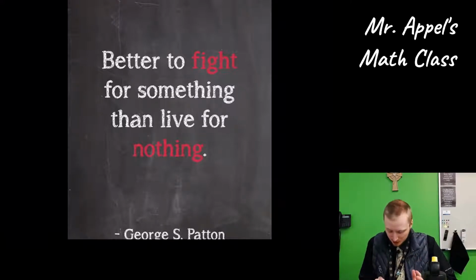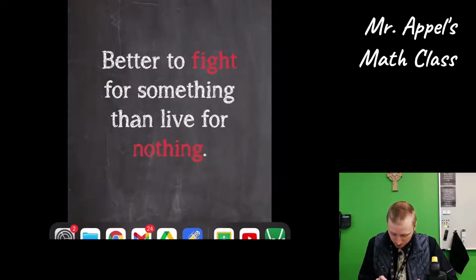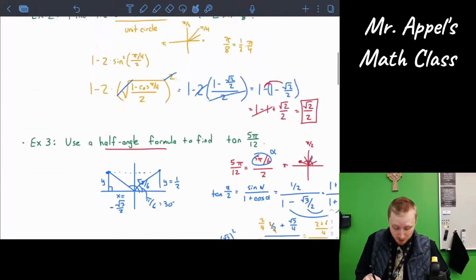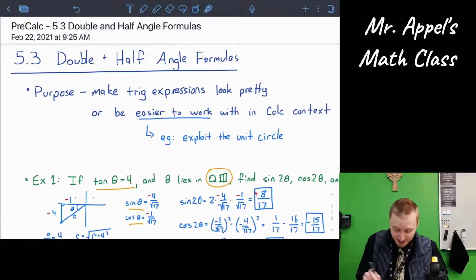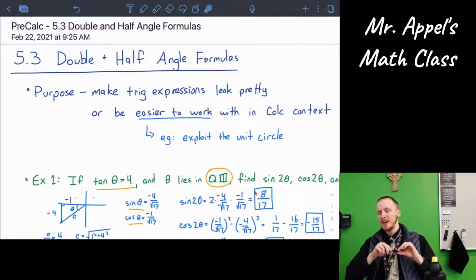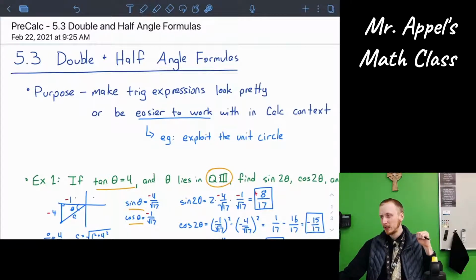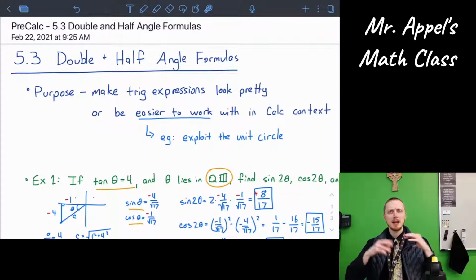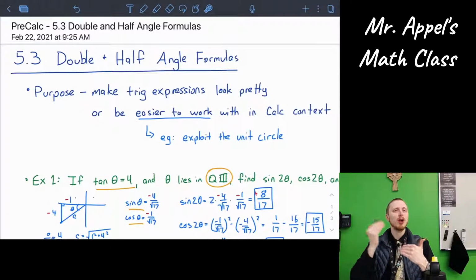So for today, I have one more example that I'd like to do, just to get into the groove of things. We're still dealing with the double and half angle formulas, and are they all that different from the sum and difference formulas? Not really. The concepts are all still the same. And then next week we will continue with 5.4 with the product to sum formulas, and that'll be again a very similar process.